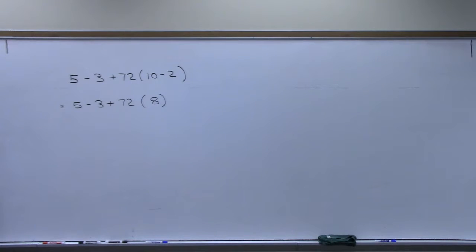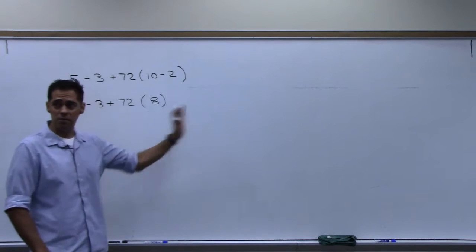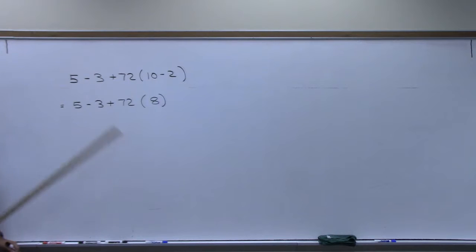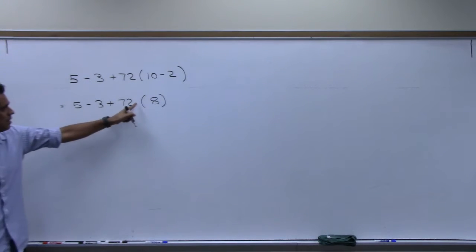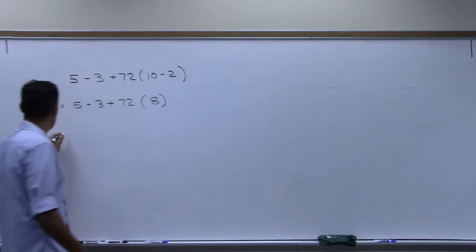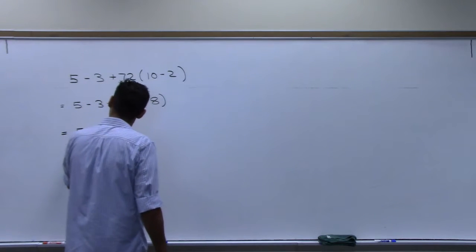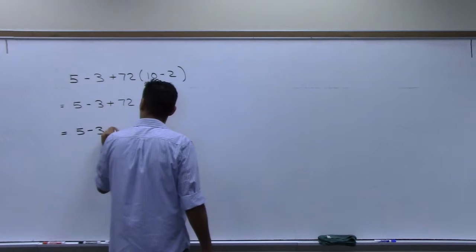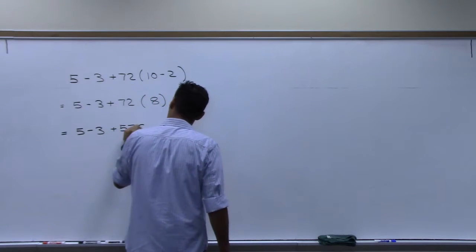Multiplication or division, whichever occurs first as I move from left to right, reading it like a book. Do you see multiplication or division? Yes, right here there's multiplication. That's it. So I'm going to do that next. 72 times 8? 576.